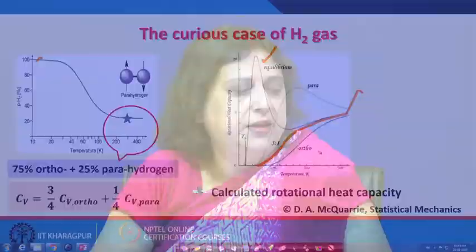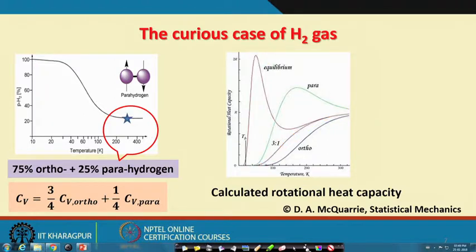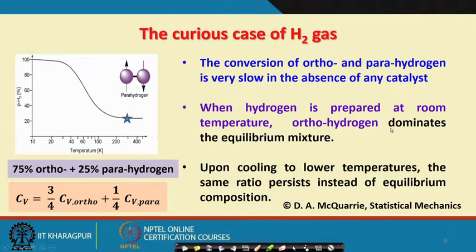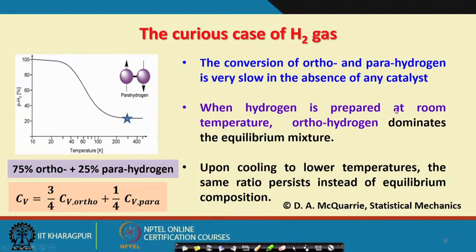So, what is happening here? If I go back and look a little more closely into additional experimental data, what we find is that the conversion of ortho and para hydrogen is actually very slow if there is no catalyst used. And when hydrogen is prepared at room temperature, you prepare a mixture where ortho hydrogen is dominating the equilibrium mixture.